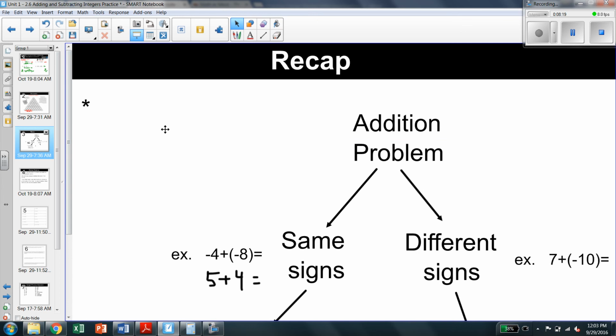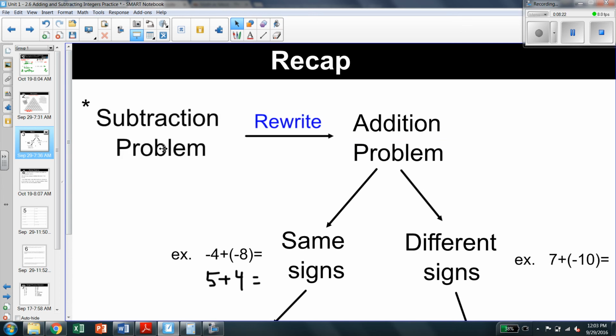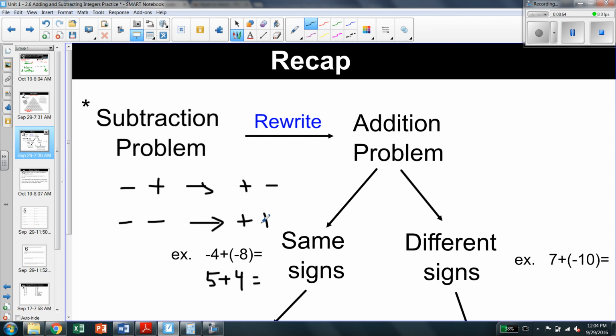If you are working with a problem and it's a subtraction problem, you rewrite it into an addition problem. A negative minus a positive is the same thing as, so maybe I should draw this out. A negative minus a positive is the same thing as adding a negative. Subtracting a negative is the same thing as adding a positive. So you would rewrite the subtraction problems into addition problems and solve. Let's take a look at some other ones.